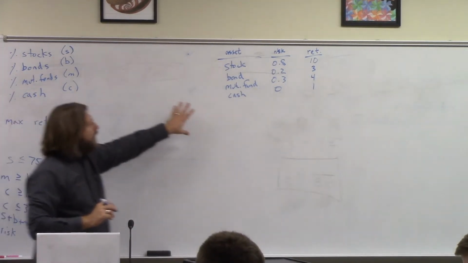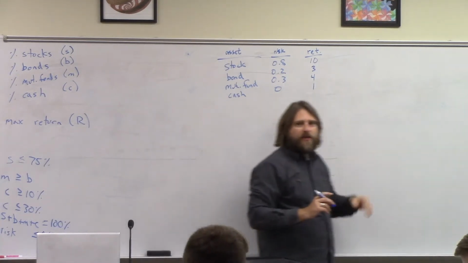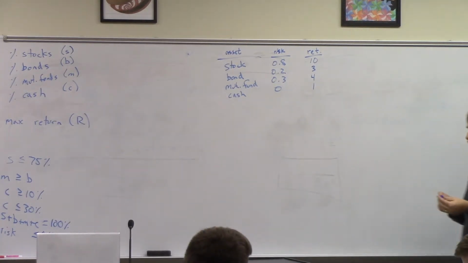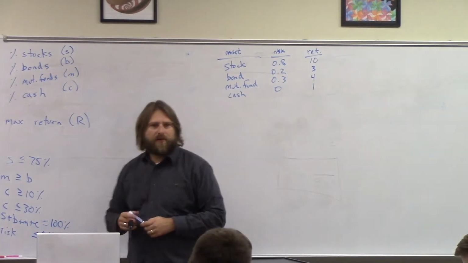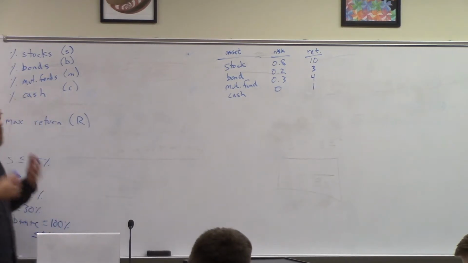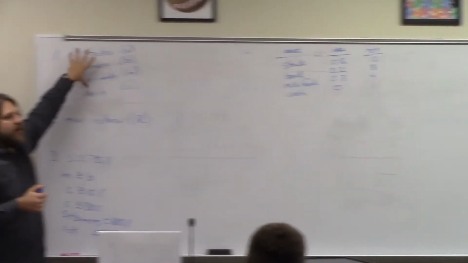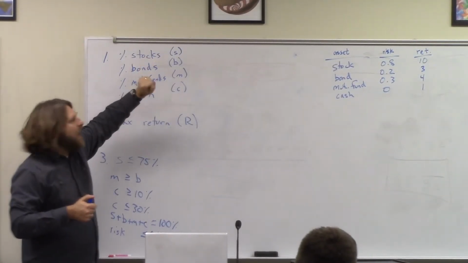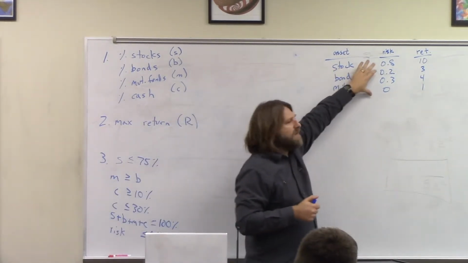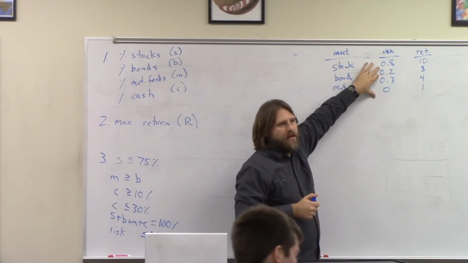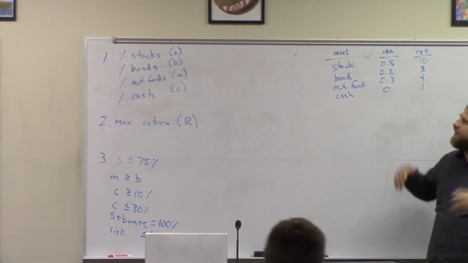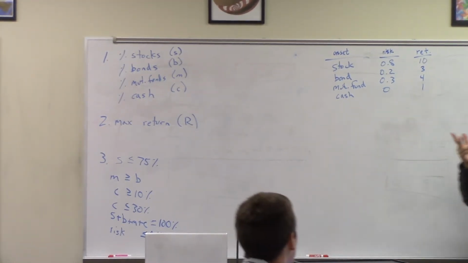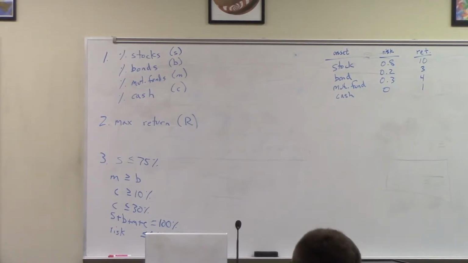Okay, so the risk that we compute for this right here is what we're going to do: we're going to take the percentage allocation that we have for each one of these and multiply it by this inherent risk factor right here. So let's do a couple thought experiments. If we invested everything in stocks, what would our risk level be?